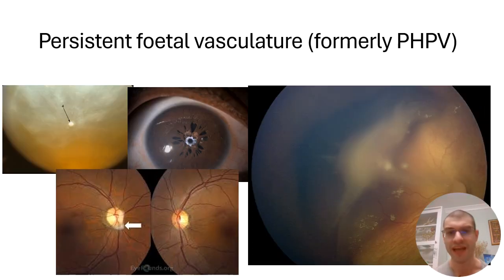When it doesn't, you get what's known as persistent fetal vasculature, which used to be called persistent hyperplastic primary vitreous before it was recognised that this is a misnomer because it can affect the anterior segment of the eye as well. Now, when someone calls something PFV, what they're probably talking about is full-blown PFV, where the whole of the hyaloid vasculature remains, forming this fibroblastic core of tissue going from the lens to the retina.